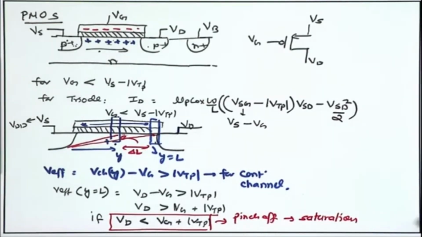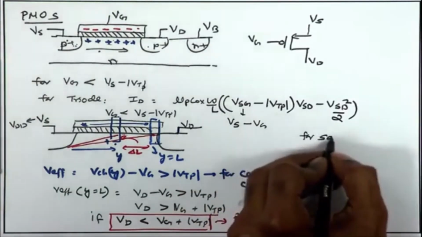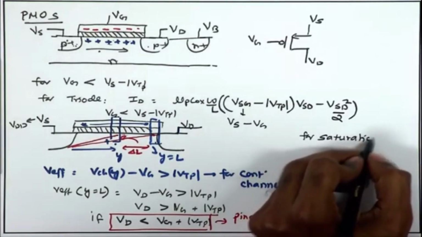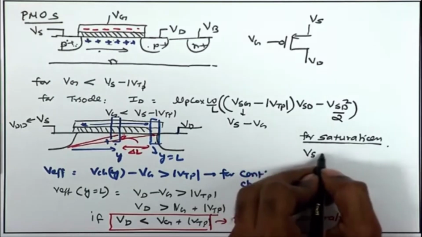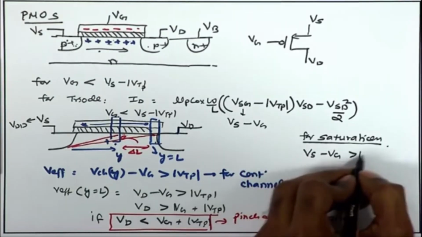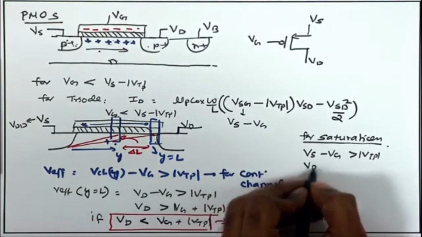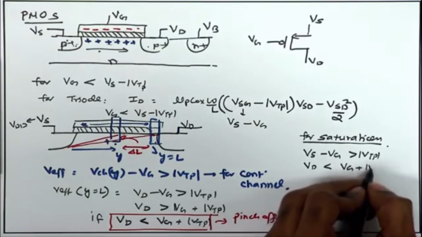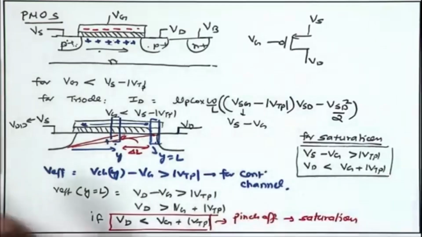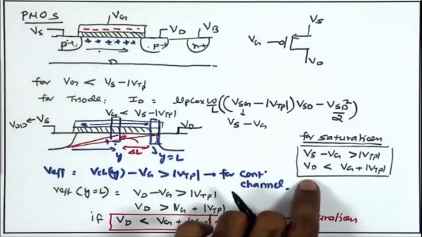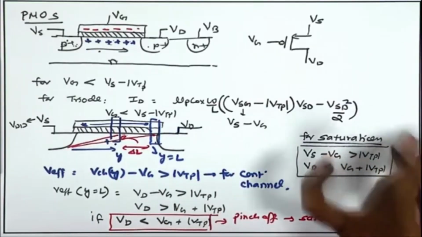So, for the PMOS, in order to have saturation region operation, there are two conditions. Vs minus Vg should be greater than mod Vtp, and Vd should be less than Vg plus mod Vtp. So, these are the two conditions we need to have at our fingertips, so that we can analyze circuits and find out the condition for PMOS to be in saturation region or triode region.